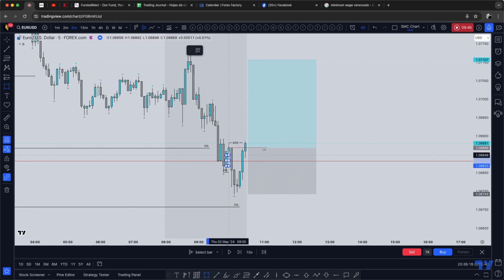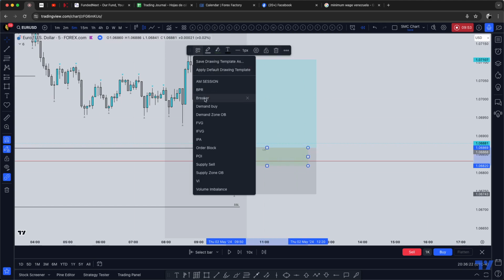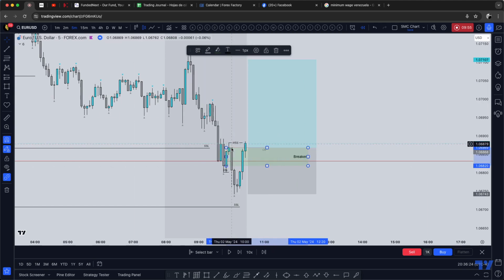What else do we have? We have a breaker block. These two candles right here were an order block, a bearish order block, but it got broken to the upside. Right? This was a bearish order block. It did not react to crash, but broke instead. And now that turns into my breaker block.